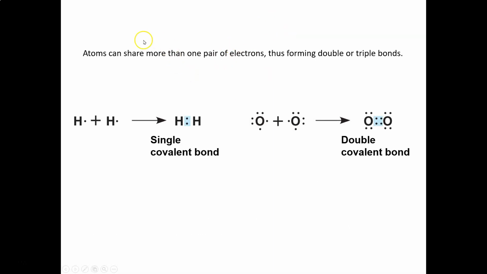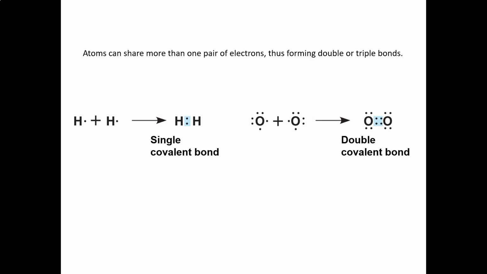Now, atoms can share more than one pair of electrons, and we also have what are called double and triple bonds. As an example, O2, when it's formed, forms a double covalent bond, right? Just as a quick aside, do you think this is going to be a polar or nonpolar covalent bond? Give you a second to think about it. Answer it in your head.